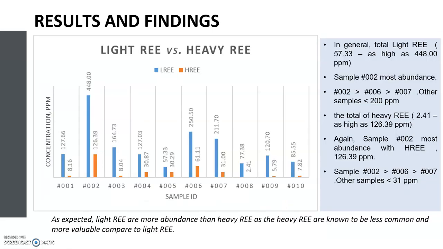This figure shows the light REE and heavy REE distribution in 10 granitoid samples measured in ppm. The total light REE are generally high, with a range of 55 ppm to 450 ppm, while the total heavy REE are generally low, with a value ranging from 2 ppm to 128 ppm. As expected, light REE are more abundant than heavy REE, as the heavy REE are known to be less common and more valuable compared to light REE.